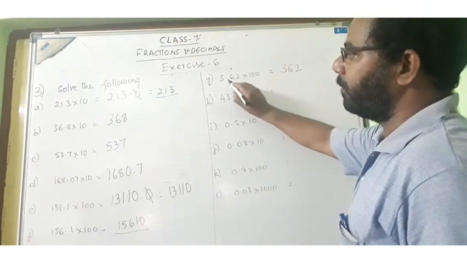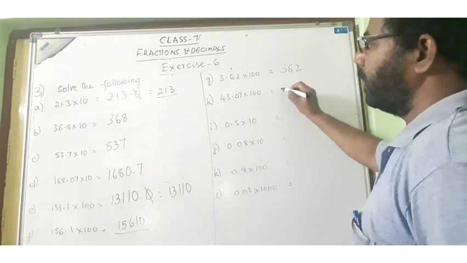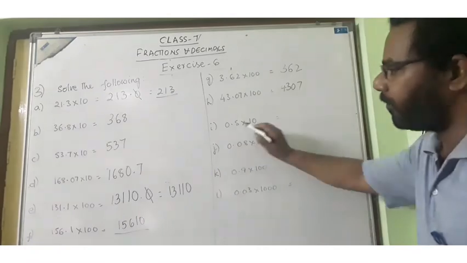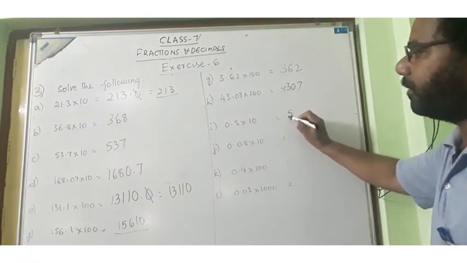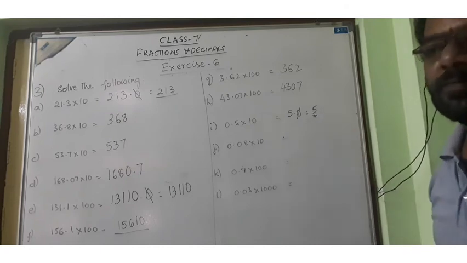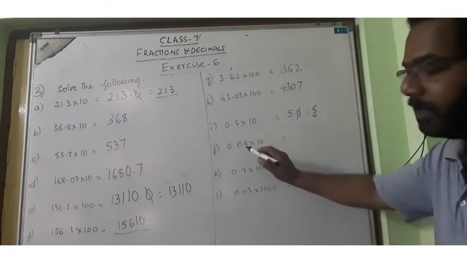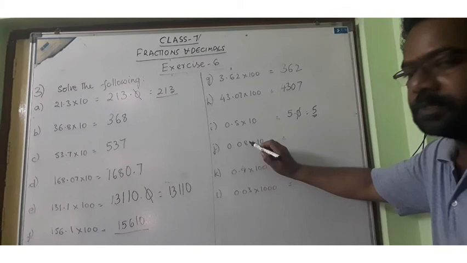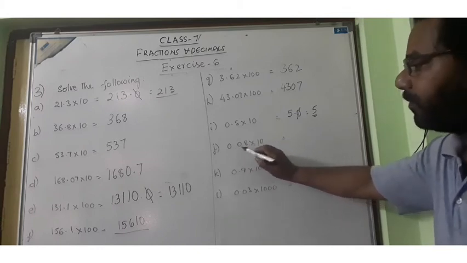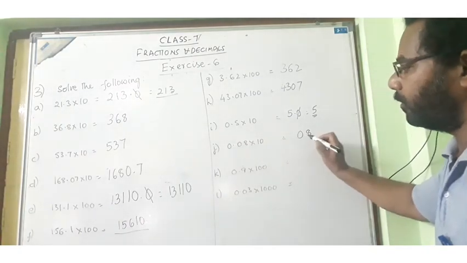Why? Because with 100 multiplication means the point will be jumping 2 digits. 43.07 into 100. I am writing this answer directly, 4307. 0.5 into 10. 0.5 into 10 means it will be 5.0. But after the decimal, no meaning of 0. Directly we can write 5. 0.08 into 10. Here you have to remember. After the decimal, 2 digits are there. But we are multiplying with 10 only. So you have to write 0.8, but in between the point will be jumping only 1 digit.